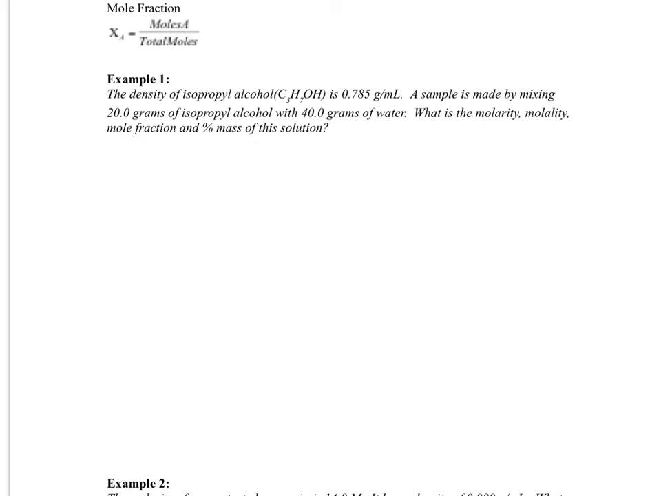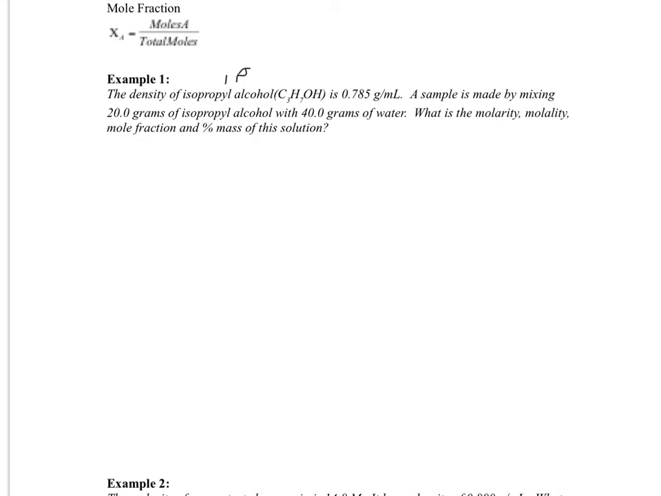All right, so let's review all of these with a problem. The density of isopropyl alcohol, which I'm going to call IP in this problem, C3H7OH, is 0.785 grams per milliliter. A sample is made by mixing 20 grams of isopropyl alcohol with 40 grams of water. What is the molarity, the molality, the mole fraction, and the mass percent of this solution? Whenever you get a problem like this, the easiest way to do it is to find grams and moles of both the solute and the solvent, and then do the math. And we know that for the most part, you guys can do math. So let's see what we have.